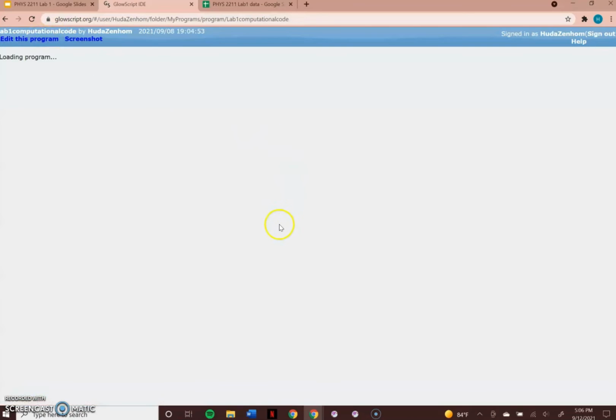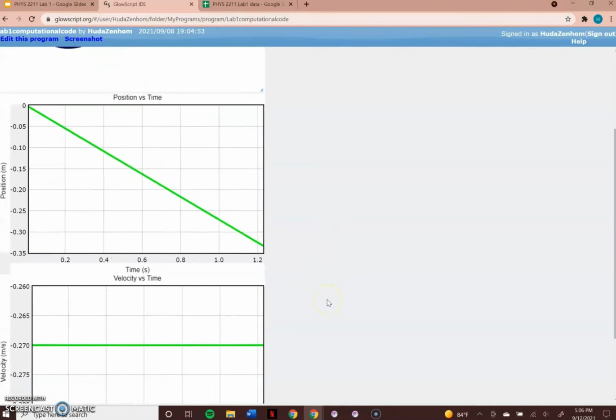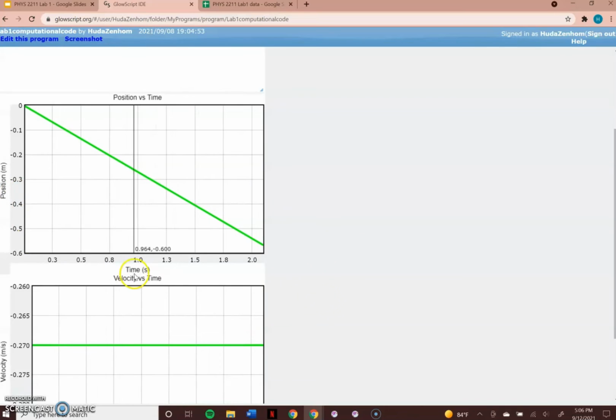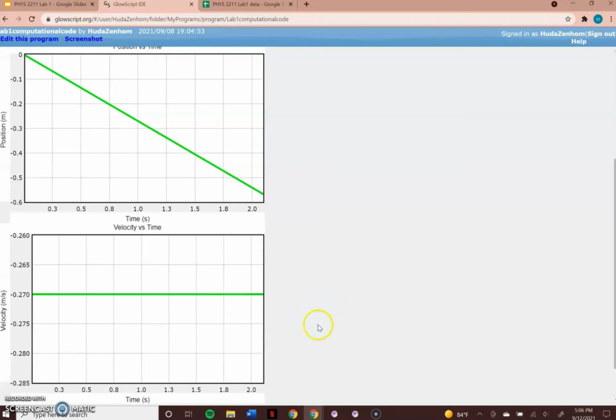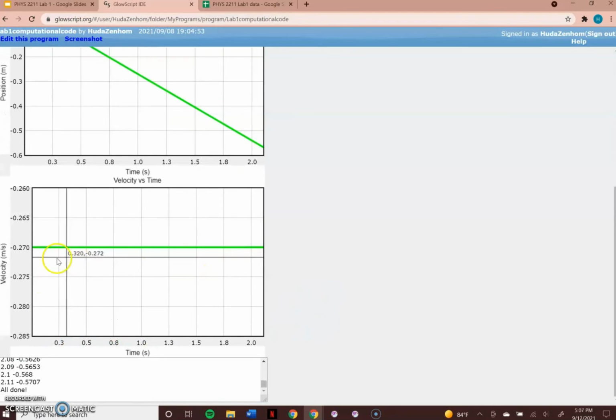When we run this program, we also receive two graphs. One is the position over time graph, which is similar to the Tracker one, in which it is decreasing in the negative x direction. And the velocity here, you can see it is constant. This is due to Newton's second law, which states that if we have an F-net of 0, which we do in this case, the acceleration will also be 0. And when the acceleration is 0, the velocity is constant.